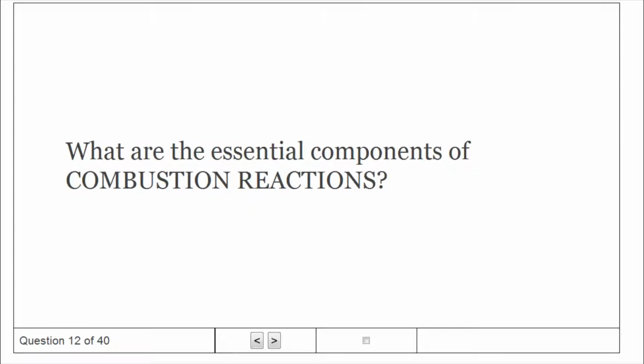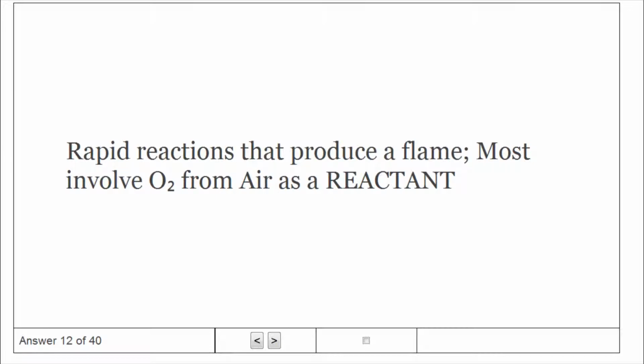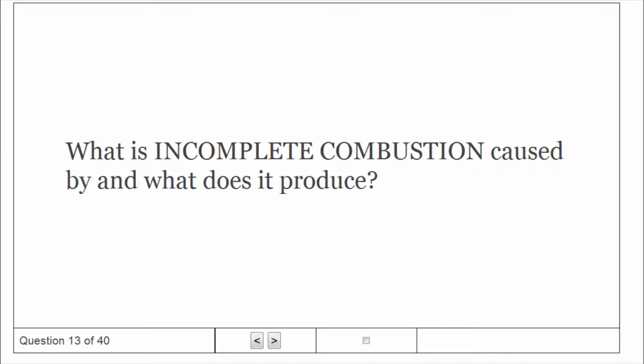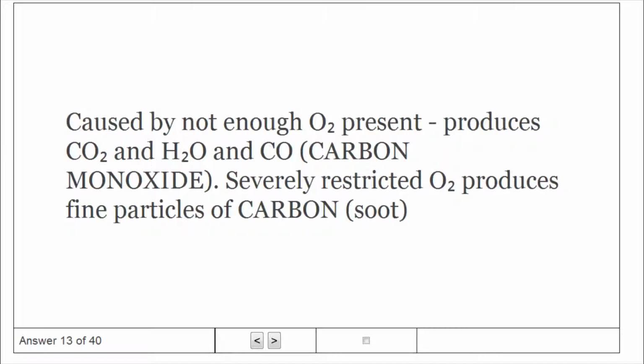What are the essential components of combustion reactions? Rapid reactions that produce a flame; most involve O2 as a reactant. What is incomplete combustion caused by and what does it produce? Caused by not enough O2 present, it produces CO and H2O, and CO2; with severely restricted O2, it produces fine particles of carbon.